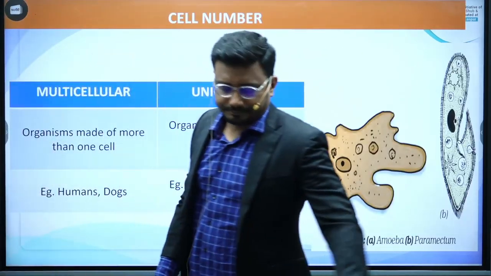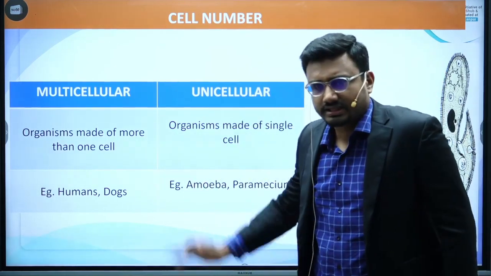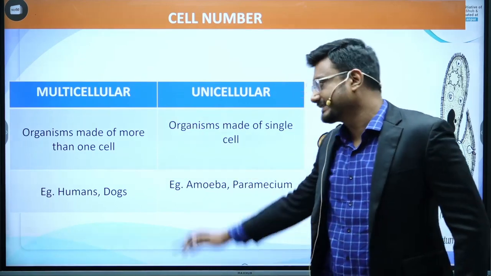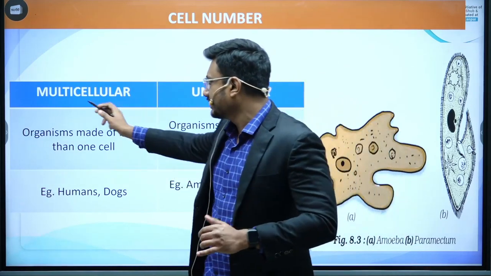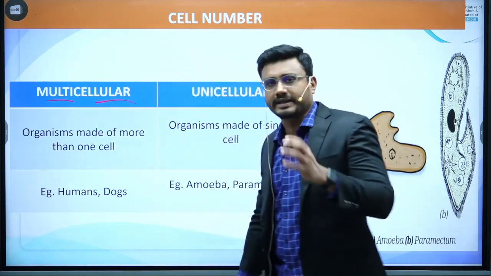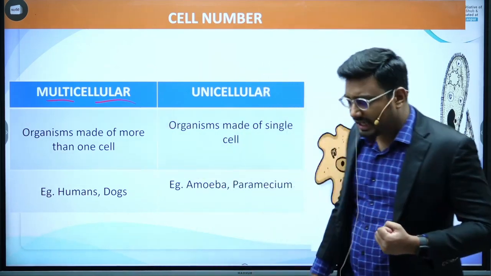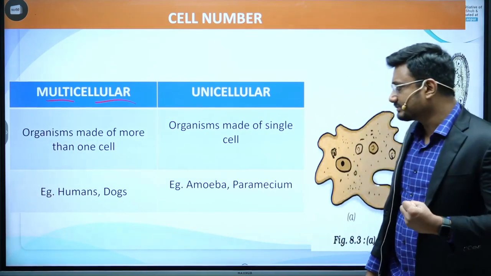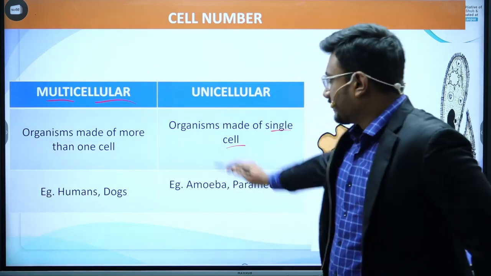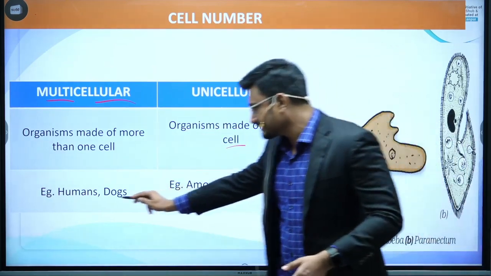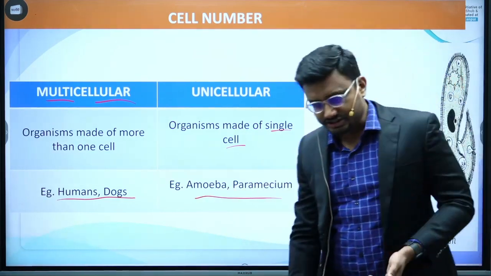Cell number. Organisms can be divided into two types on the basis of cell number: the first is multicellular, and the second is unicellular. The name itself suggests it. Organisms made up of more than one cell are known as multicellular organisms, whereas unicellular organisms are made from only a single cell. Multicellular organisms are humans and dogs, whereas unicellular organisms are amoeba and paramecium.